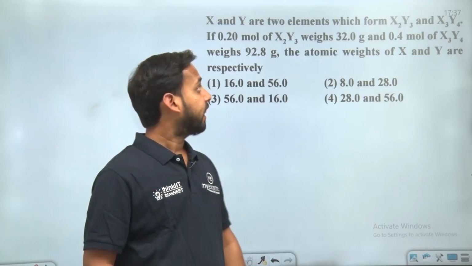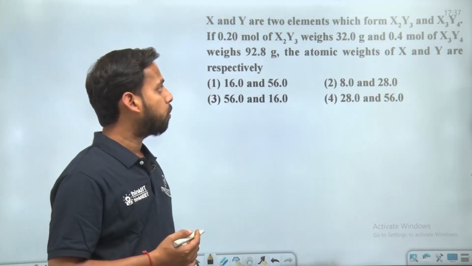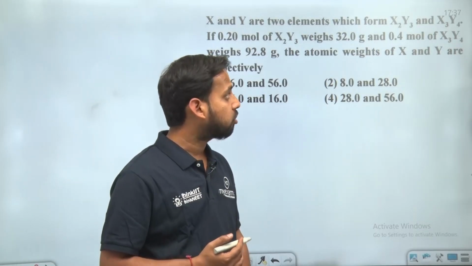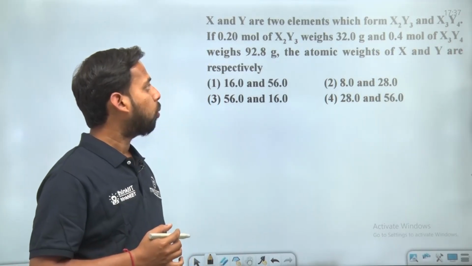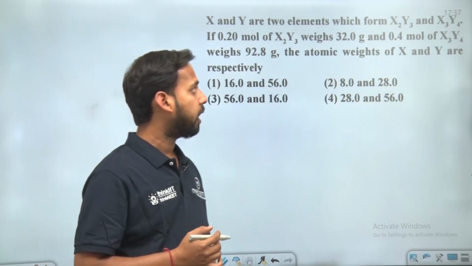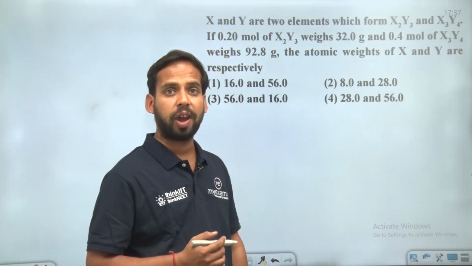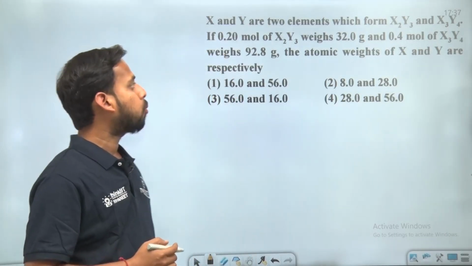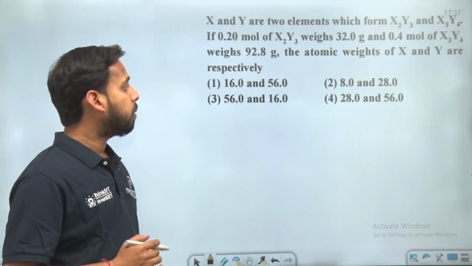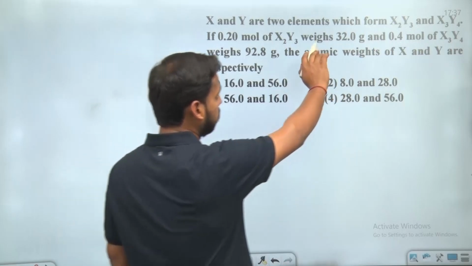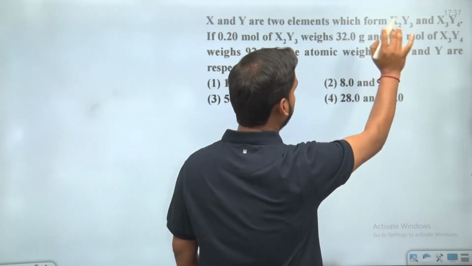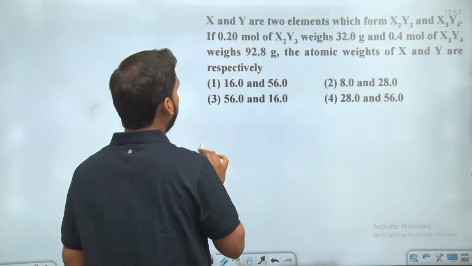Next question: X and Y are two elements which form X2Y3 and X3Y4. If 0.20 moles of X2Y3 weighs 32 grams and 0.4 moles of X3Y4 weighs 92.8 grams, the atomic weights of X and Y are respectively. So here we have the two compounds X2Y3 and X3Y4, and we have the moles.